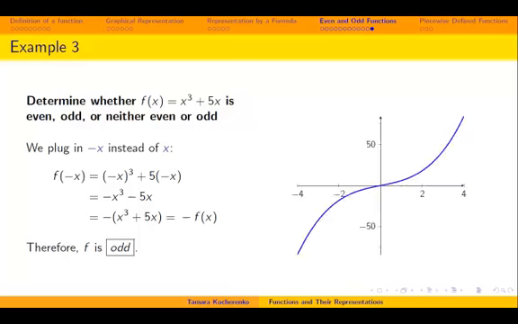Let's graph it. You see that the graph of x cubed plus 5x is symmetric with respect to the origin.